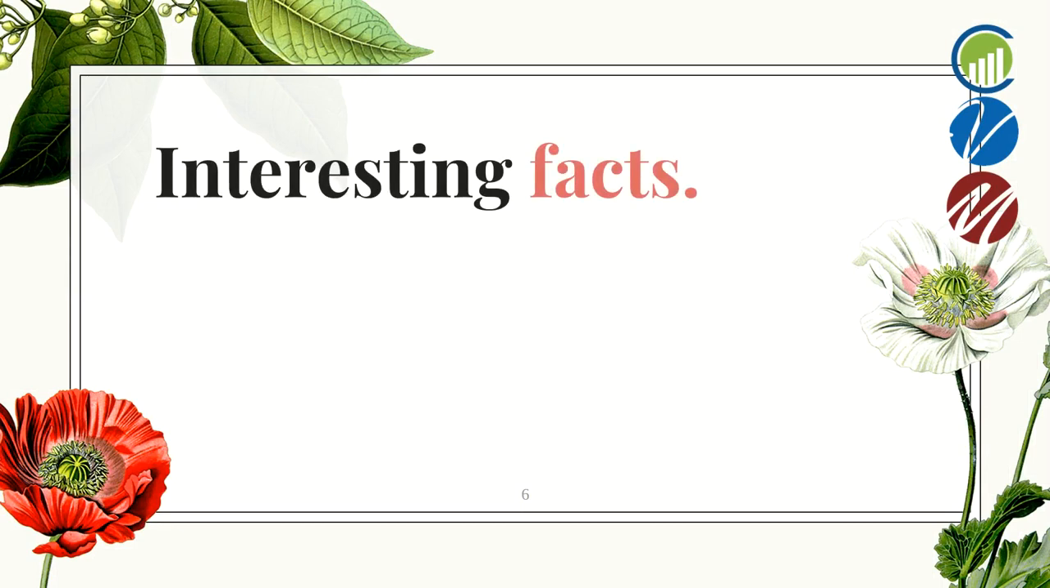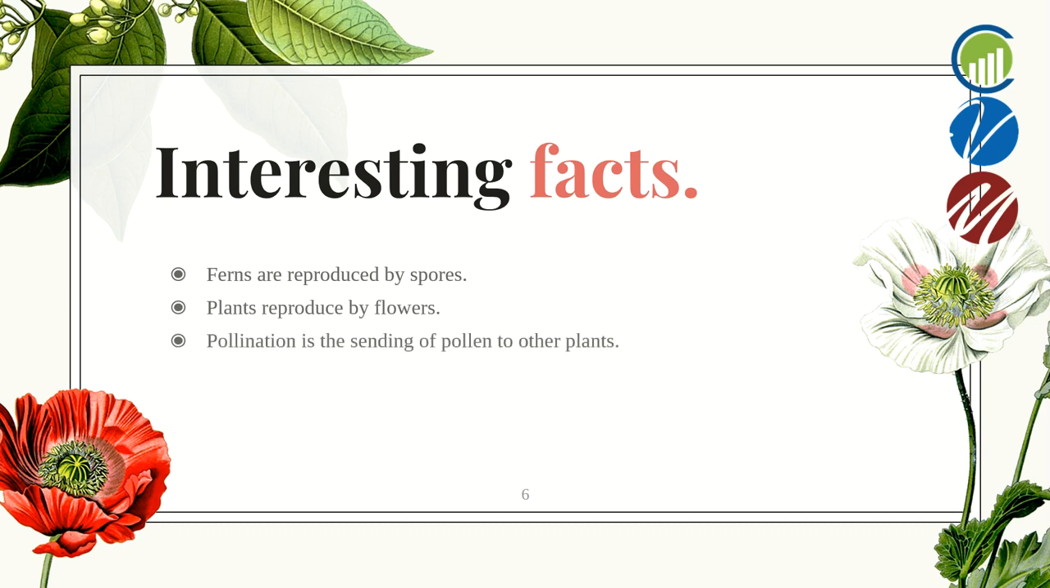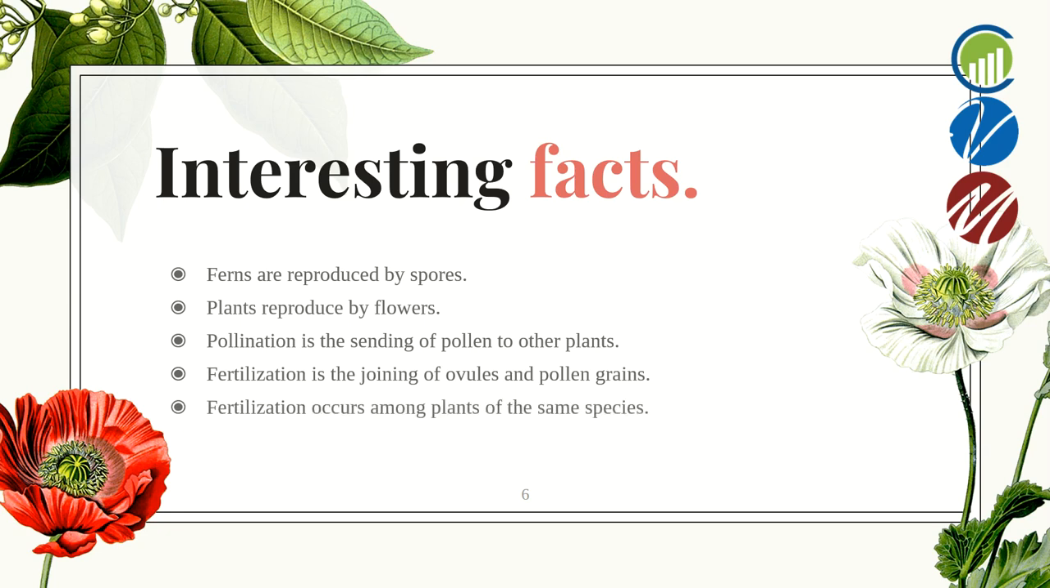Interesting facts. Let's check what we have learned. Ferns reproduce by spores. Plants reproduce by flowers. Pollination is the sending of pollen to other plants. Fertilization is the joining of ovules and pollen grains. Fertilization occurs among plants of the same species.